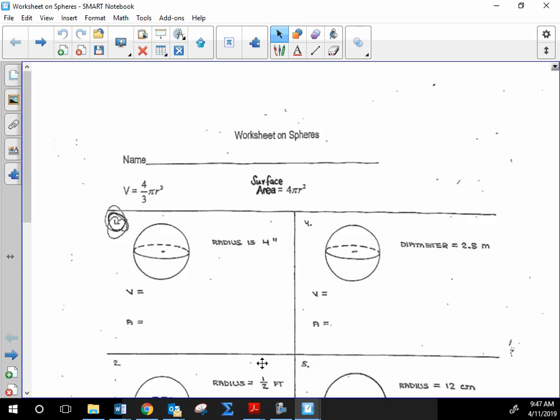Now, if you would write this, actually, no, not yet, sorry. Okay, so for our spheres, we just have the one shape, spheres, and we're only finding volume and surface area. We don't have lateral area for this. Why? There's no lateral sides, right. So there's no lateral area to be found. We just have surface area, the entire surface.